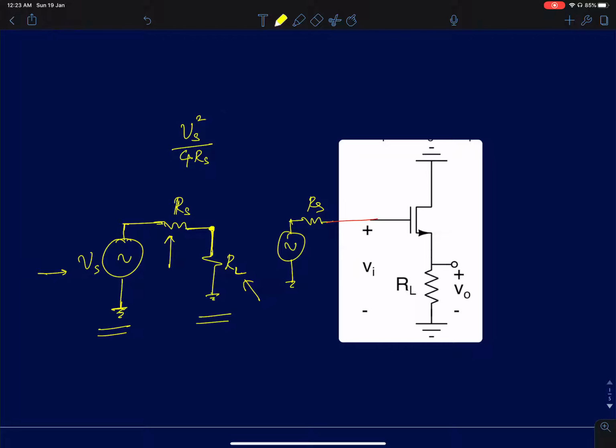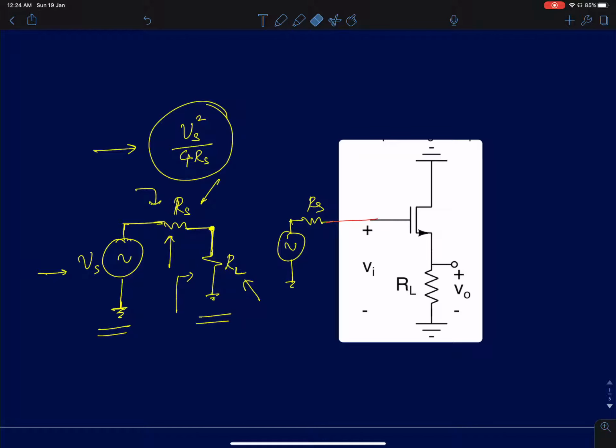But by adding the source resistance Rs, we can model the limited power delivering capability of a voltage source. A voltage source can only deliver a finite amount of power, and that can be modeled mathematically by adding a source resistance Rs. The maximum power that you can deliver to the load resistance is when RL equals Rs, and that comes from the maximum power transfer theorem, and that value is Vs squared upon 4 Rs.